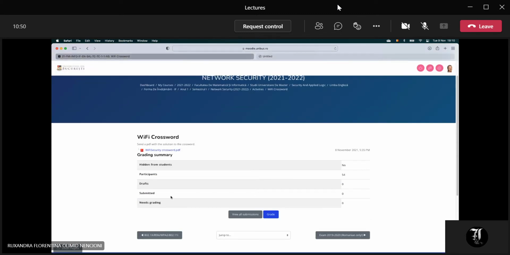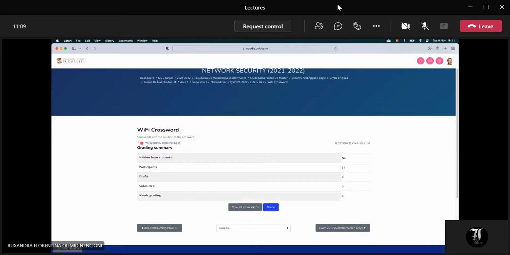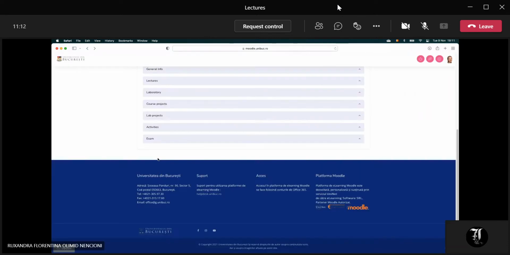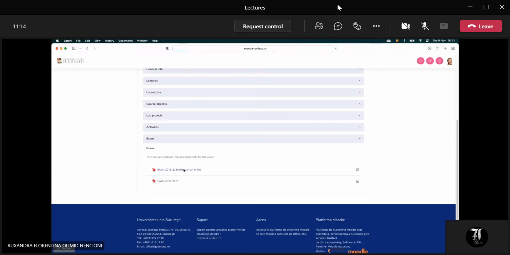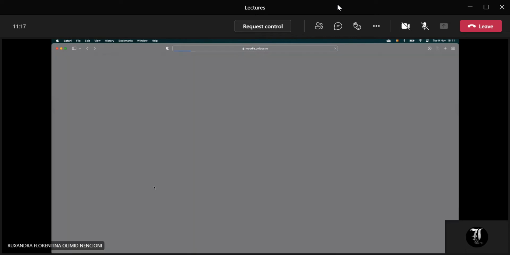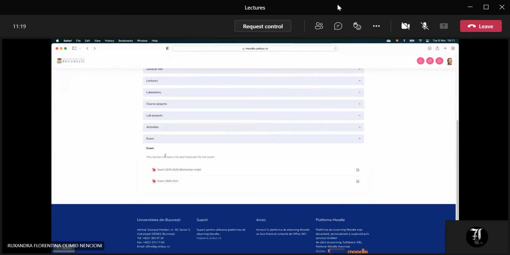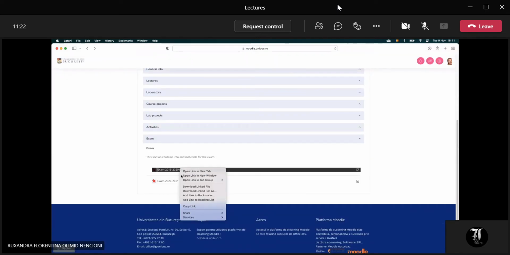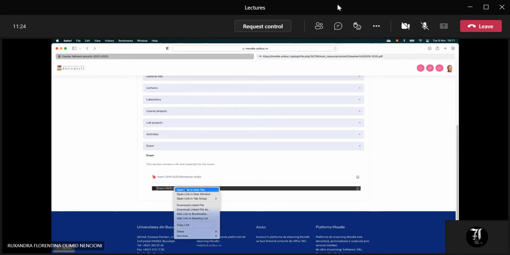So you can do this until next Tuesday, end of the day. I will remind you about that even next week for the course, just for you to remember you can do this. And now I want to go back to the exam questions so that we discuss them. I will just download them, or open in a new tab.